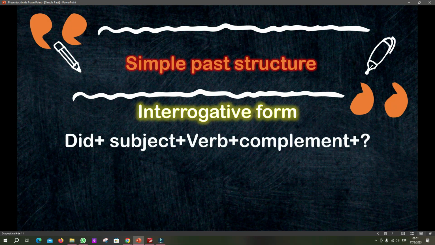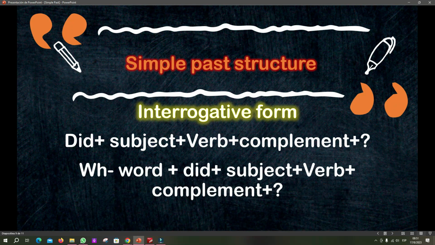Also, we can have yes, no questions. First, we're going to have did plus the subject plus verb plus complement plus question mark. First, we're going to use the auxiliary of the simple past, in this case did, the subject, the regular verb, the complement, and the question mark.